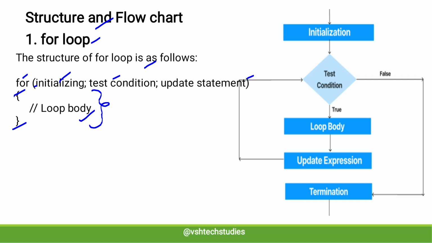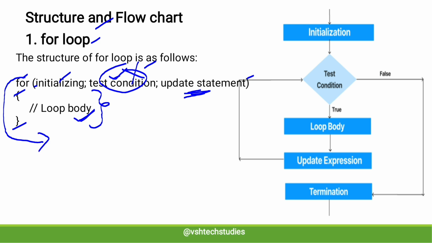After that, this index value is again updated. So next condition is checked. If it is true, loop body is executed. Next, index value is updated. If condition is found to be false, the control will go out of for loop. That is, for loop gets terminated.